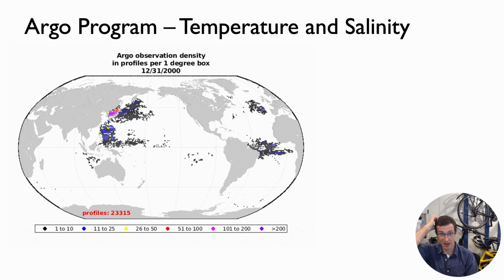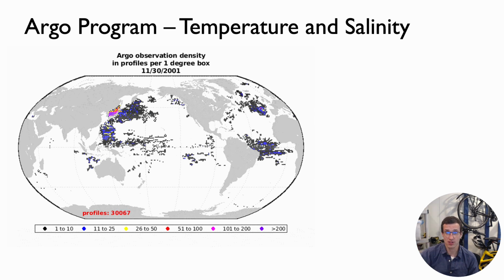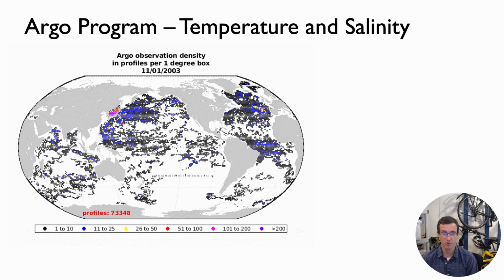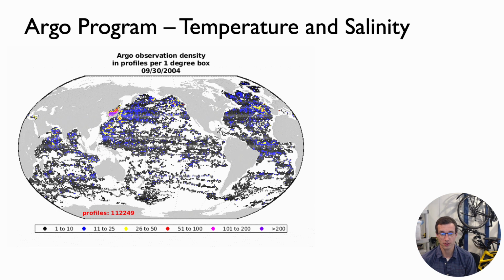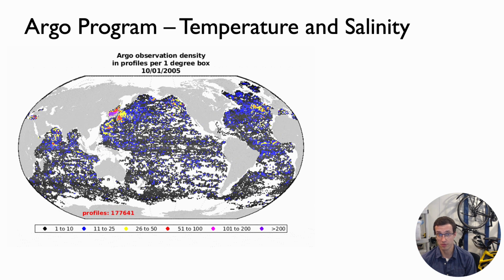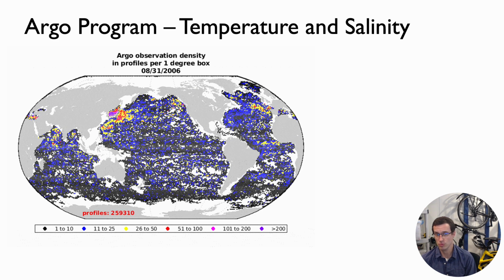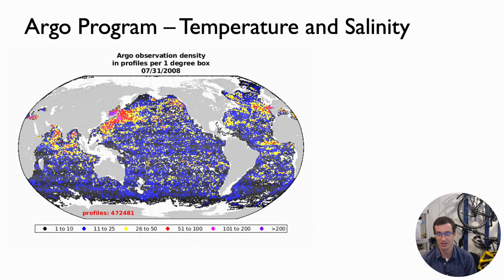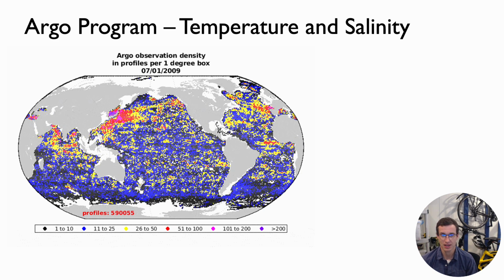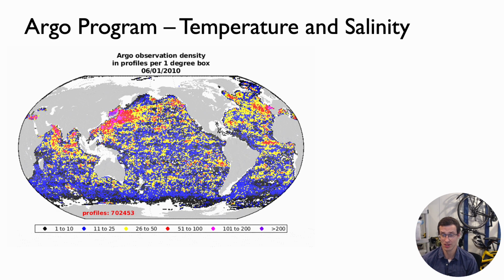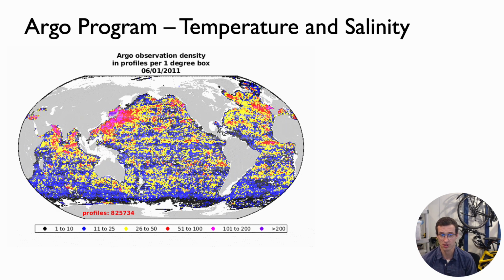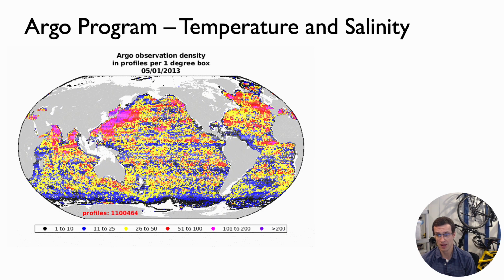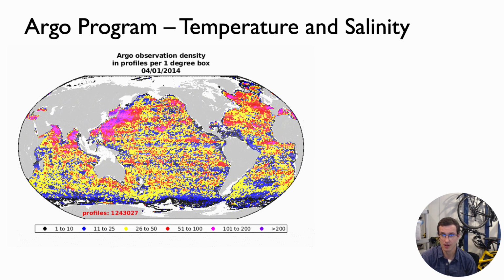So the Argo program has really revolutionized things. It started off with just temperature and salinity measurements, and here this is showing the profiles made from Argo floats starting in the early 2000s when the program began and moving forward to present day. And this is just showing number of profiles in a 1 degree by 1 degree box. And so really starting to fill in the ocean, and it's changed our view of ocean circulation, how the ocean takes up heat. It's really kind of been amazing.